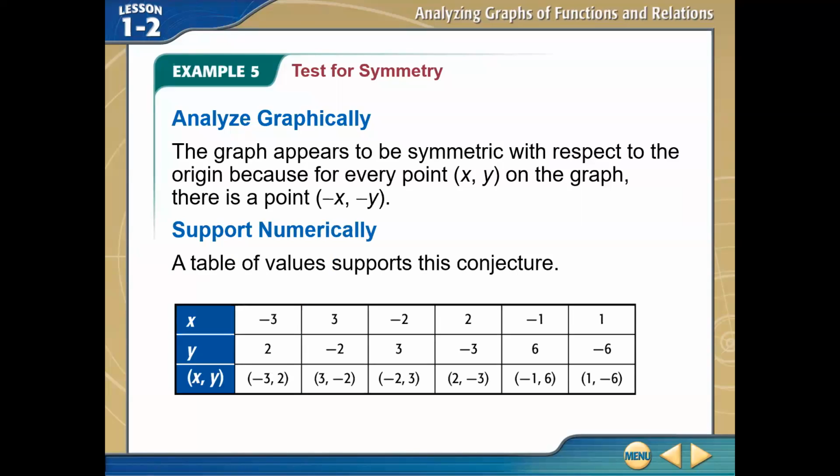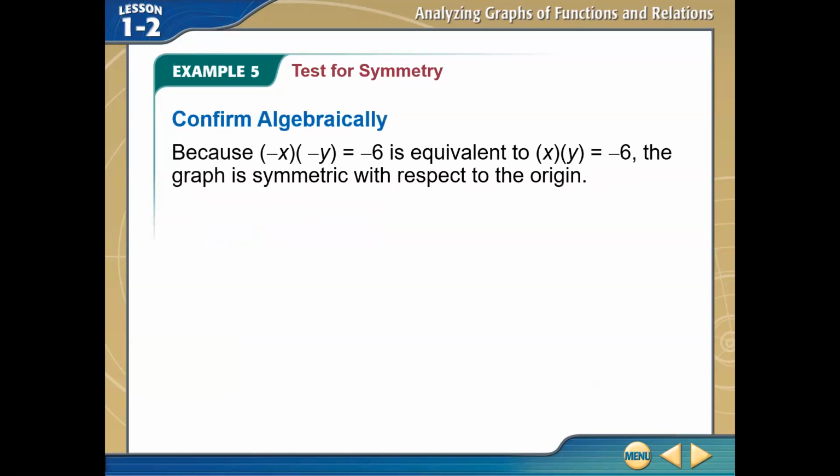So once again, they did negative 3 and 3. So when they plugged in negative 3, they got a positive 2. When they plugged in 3, they got a negative 2. These are opposites. And then negative 2, 3, 2, negative 3, once again, they're opposites. Negative 1, 6, 1, negative 6, once again, opposites. Since they are exact opposites of each other, that supports the conjecture that we have point symmetry with respect to the origin, and that would be odd.